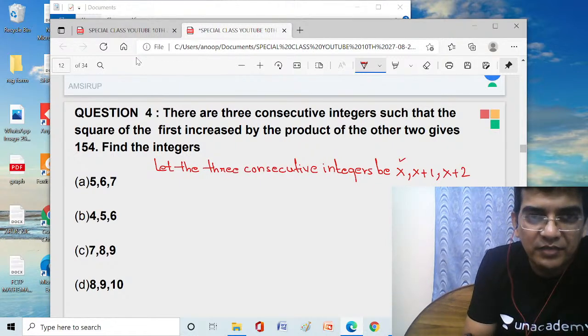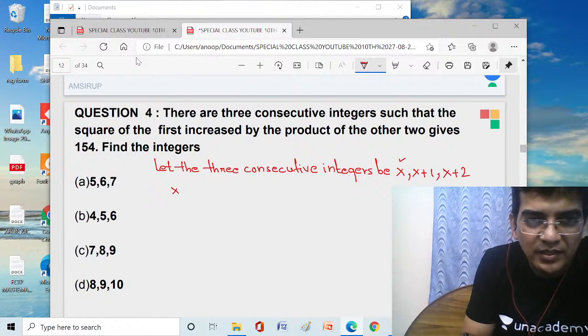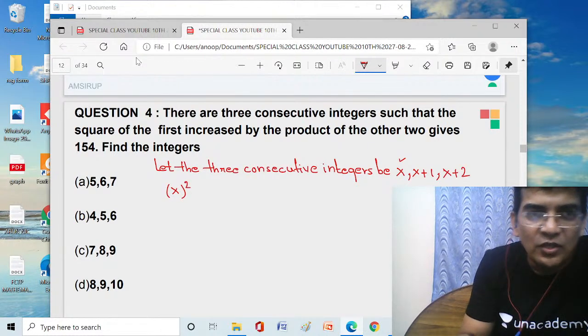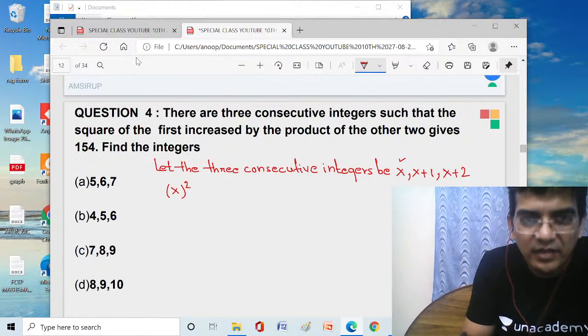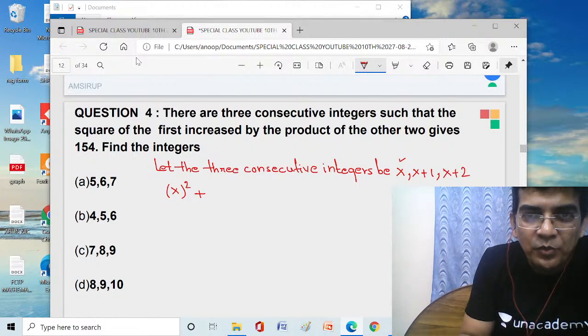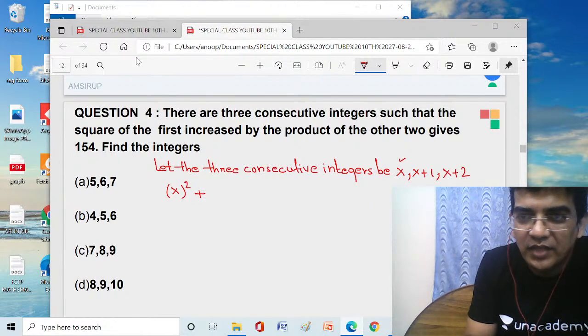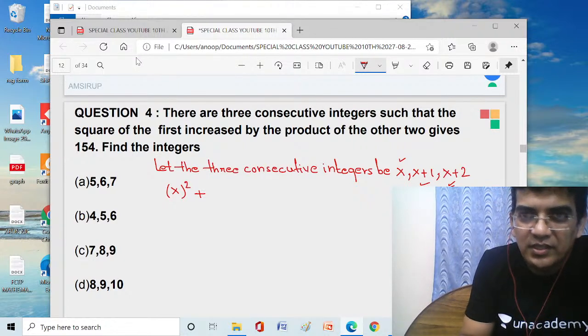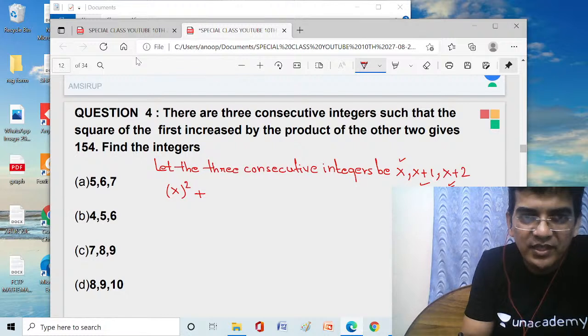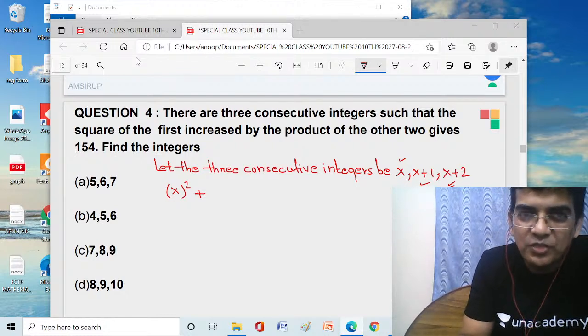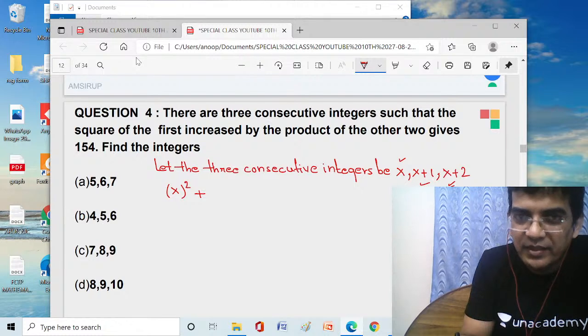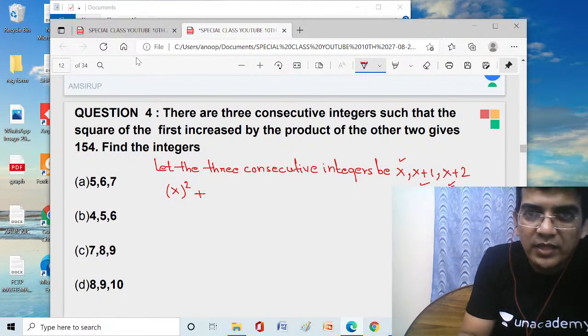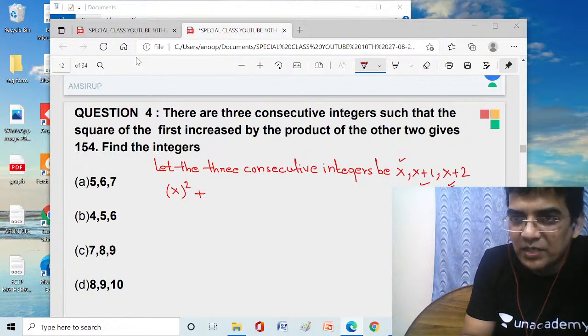So the square of the first one. I will take the square of the first one. Square of the first increased by, now I'm going to increase it, so let's add to it. Increased by the product of the other two. Now product means a multiplication of the other two, and the other two are these two. They say square of the first, so I have taken the square of the first one. Increased by, so I have put the plus sign because I am going to increase it. Now I have to increase it by the product of the other two, so I have to multiply these two.